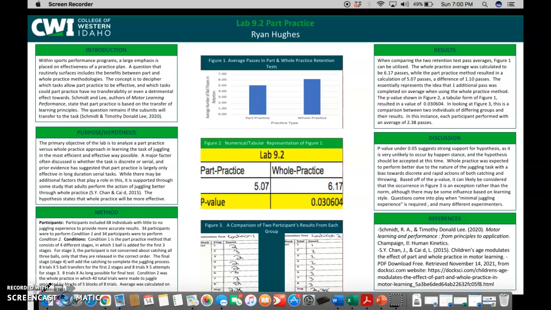One of the things that we have to consider is that when we say that these participants have minimal to no juggling experience, that's not ideal. Ideally, we want to say we have no juggling experience whatsoever. So if somebody in here had a little bit of experience, maybe they can make up for that even though they were using an inferior practice method.